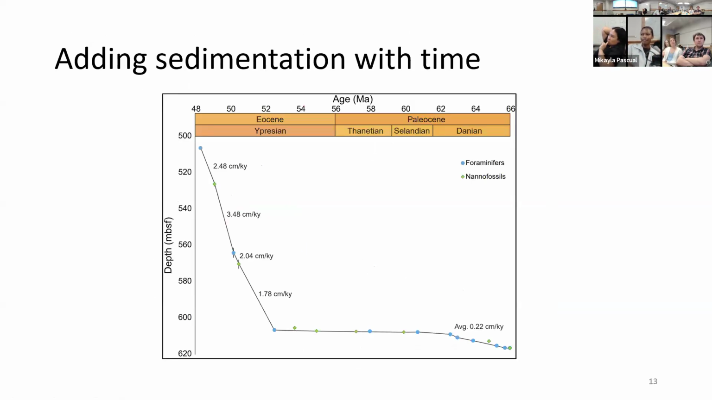Next, we have the sedimentation with time. So from the sediment cores that we have, and nannofossils and forams in the sediment cores, we have an idea of how fast sedimentation happened within the first 18 million years after the impact. And we can see that it started off pretty slow early on and then rapidly increased in the Eocene. However, after this time period, we don't have much of a constraint on how fast the sediment was deposited.